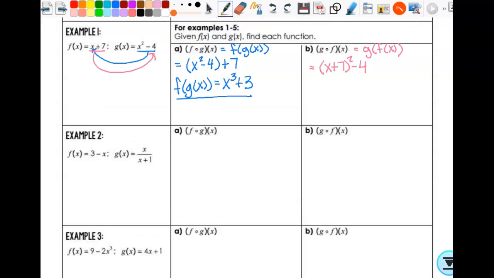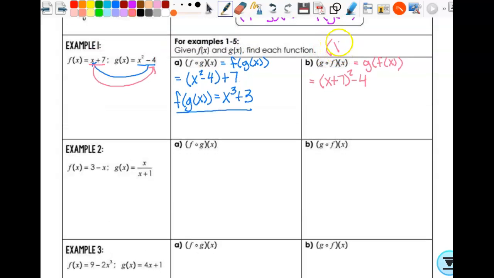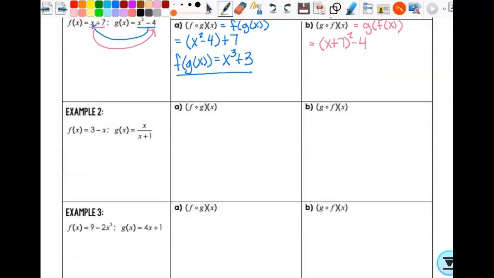X plus 7 squared is the same as x plus 7 times x plus 7. You can FOIL that, do your box method, whatever it is you do. But there's also a pattern to this. This is a perfect square trinomial. Here's the pattern: you square the first one, it's x squared. You multiply the two together, you get 7x, then you double it. That's 14x. Then you square 7, and you get 49. Then you subtract 4, because it was a minus 4.